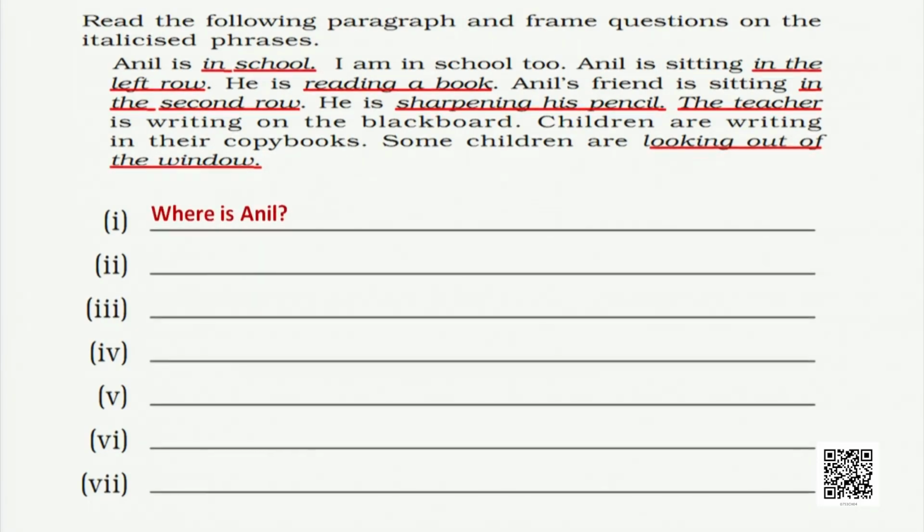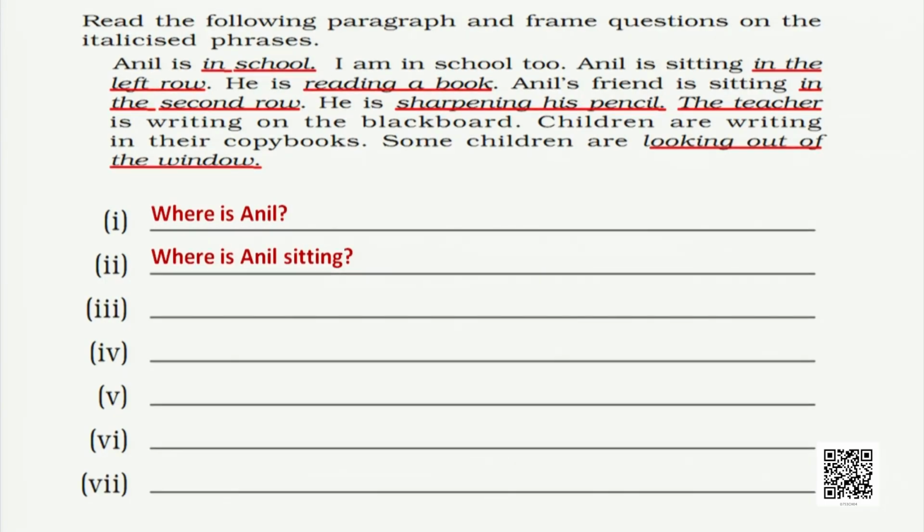Let's move ahead. I am in school too. Anil is sitting in the left row. So you can see the underlined words are in the left row. So you have to make a question so that you get the answer in the left row. So what can be the question? Yes, where is Anil sitting? So the answer is Anil is sitting in the left row.